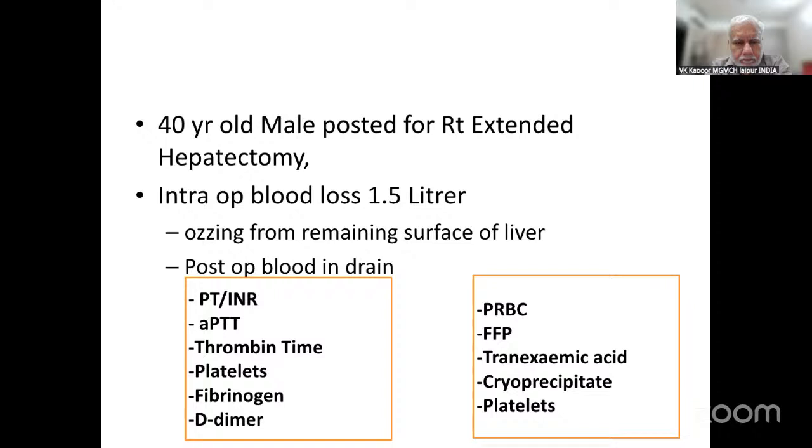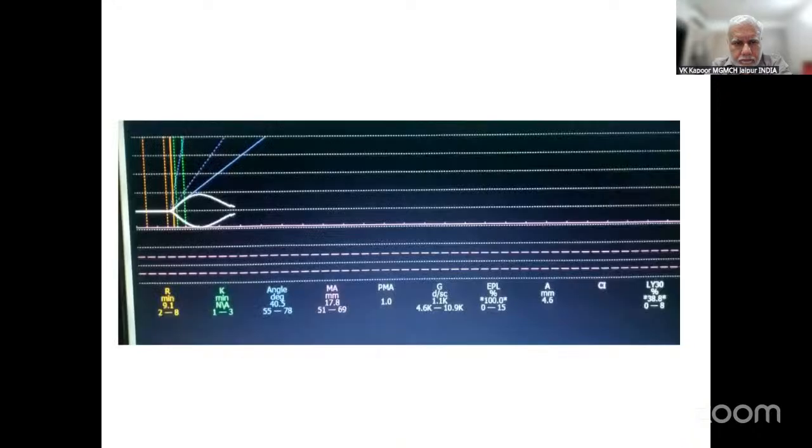If a 40-year-old male patient is posted for a right extended hepatectomy and blood loss is around 1.5 liters, and after that there is oozing from the raw surface of the liver, or there is pooling of blood in the vein, and we get this type of graph on the TEG.